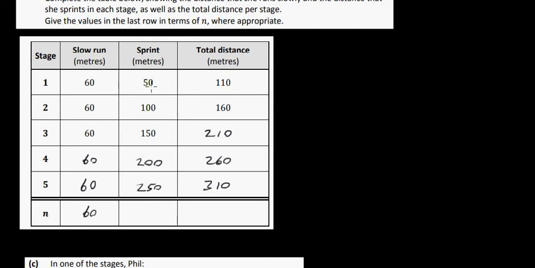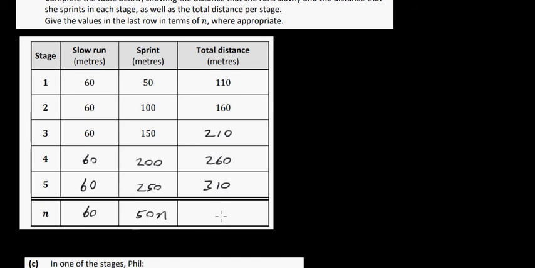Now if you look at this number here, she does 50 meters in the first stage, 100 meters at the second stage, which is 2 times 50. Here she does 150, that's actually 3 times 50. 4 times 50 will give us 200, 5 times 50 will give us 250, n times 50, or just 50n, will give us this value here.